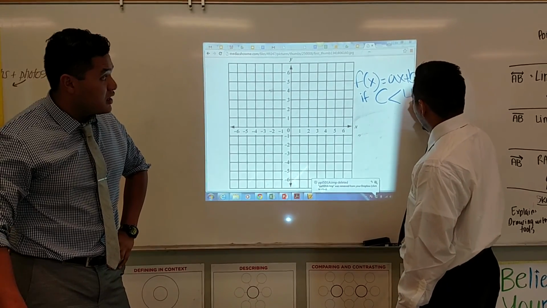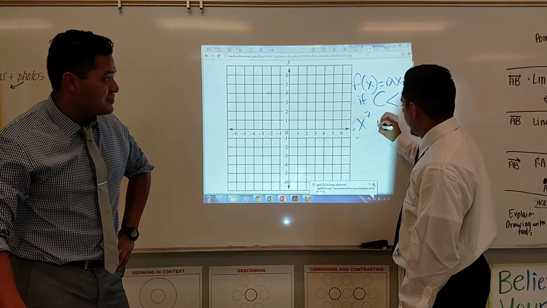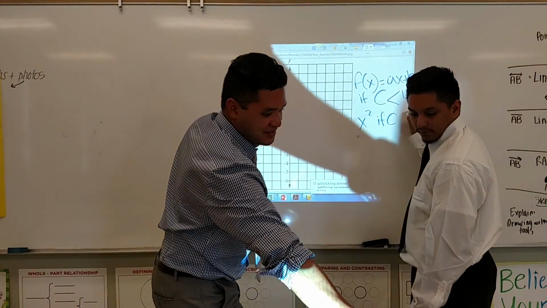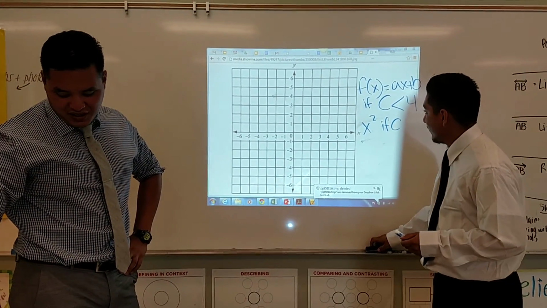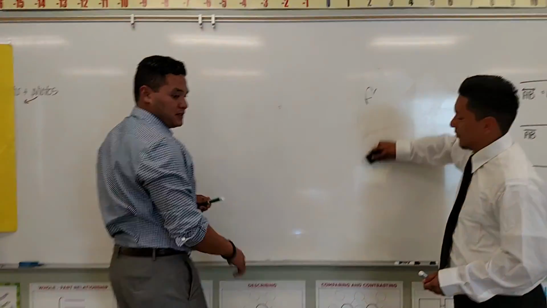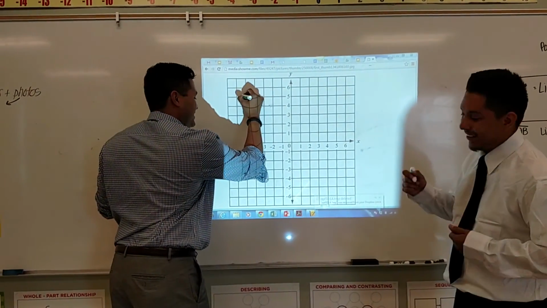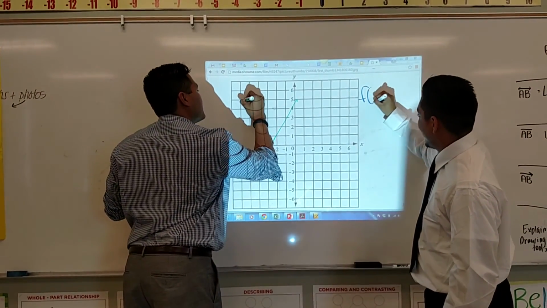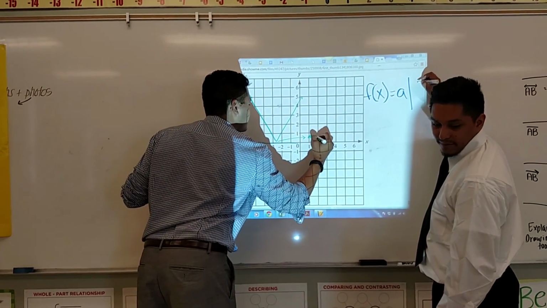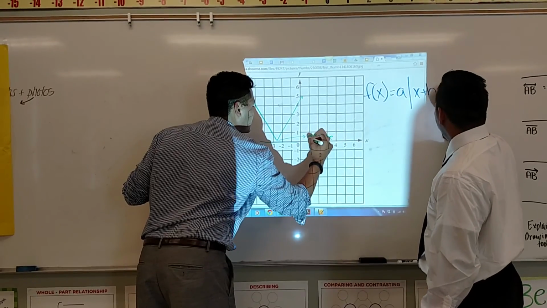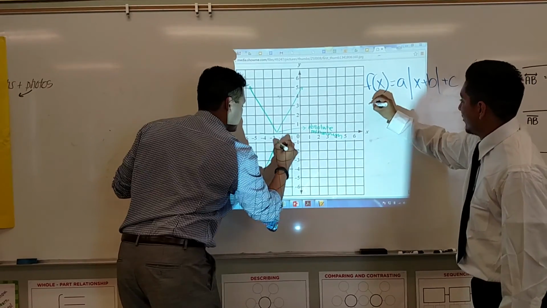Mr. Verona is writing the formulas for the linear absolute value. These ones. And the graphs will look something like this. Alright, so we have f of x equals a absolute value of x minus h plus c. Same thing with y.